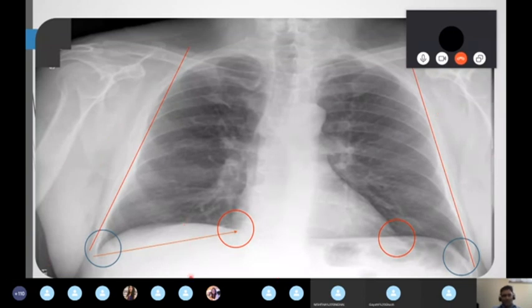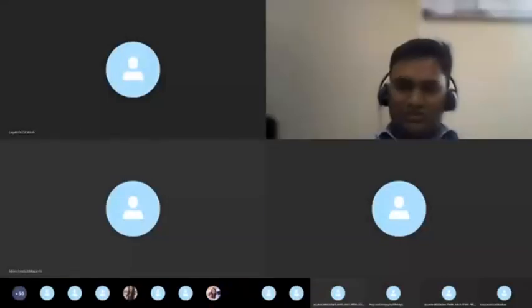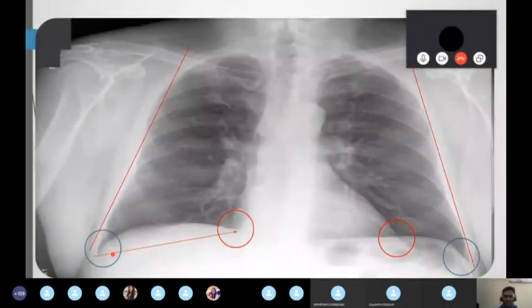And the second thing is where sometimes students get confused whether male or female. That's the first thing you have to see, the cardiophrenic angle and costophrenic angle. The next thing you are going to see is the dome. I think all of you have to see this is a dome.